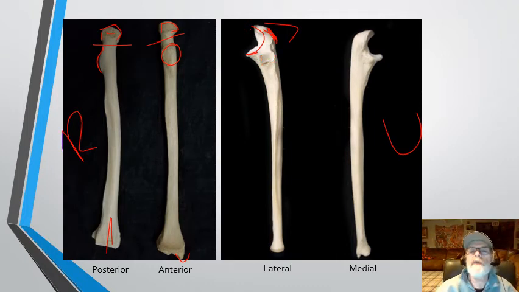Let me erase that so you can actually take a look at it. See that little gap there? It looks like a little trough. That's the area where the radial head will sit. So when we rotate the arm, the radial head has a little groove to run in. That's called the radial fossa.